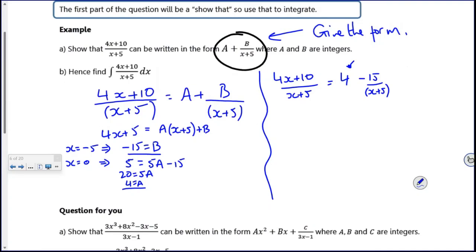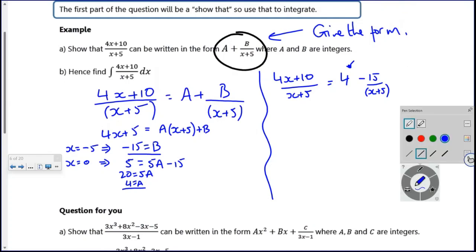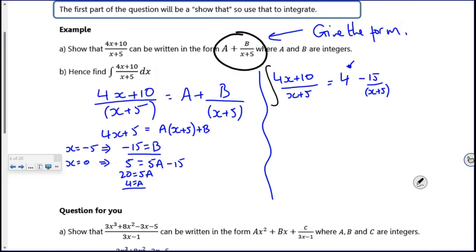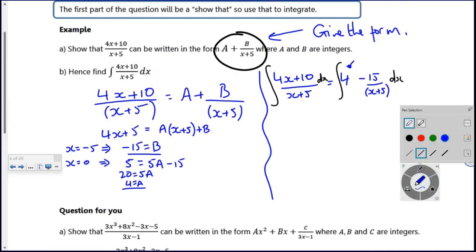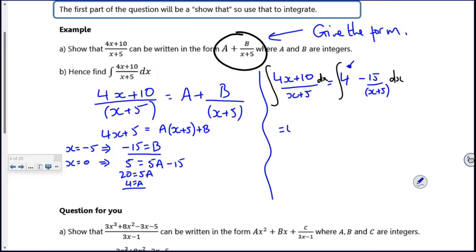Right, so now I'm going to integrate it, aren't I? So if I'm integrating it, let's have a dx in here, and a dx. So the 4 becomes a 4x. Look at this bit now. If I differentiate the bottom, it's a multiple of the top. So it's of this form, f dash of x over f of x dx. So it's going to form a log of the bottom.